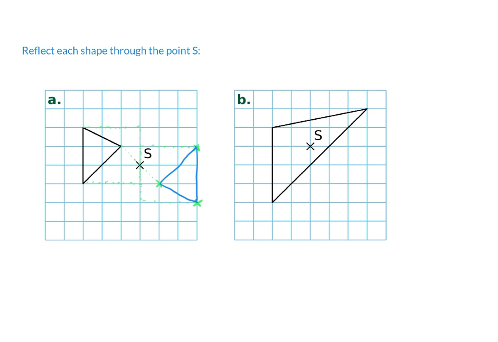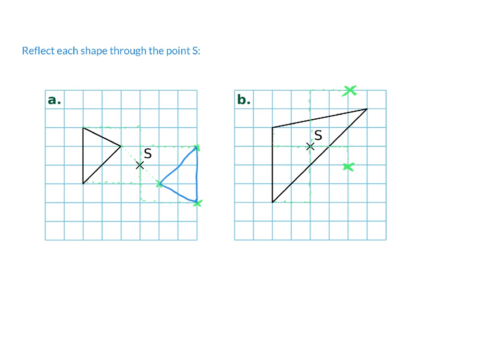Okay, now B is slightly more tricky because the central symmetry is inside the shape, but it still works in the same way. Take each corner and go through it. So let's go here. We've got this first one here, and I'm going to go 1 down, 2 across. So I'm going to go 2 across and 1 down. So that corner goes to here. Then let's go to the corner at the bottom. This one here, I'm going to go 2 across and 3 up. So I'm going to go 3 up and 2 across. So that one goes here.